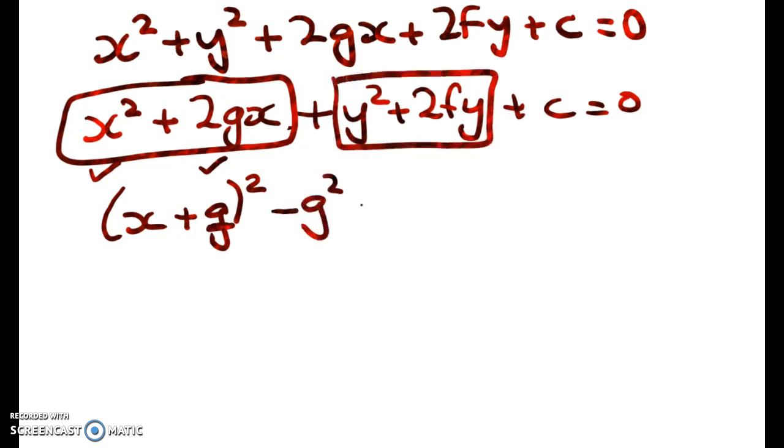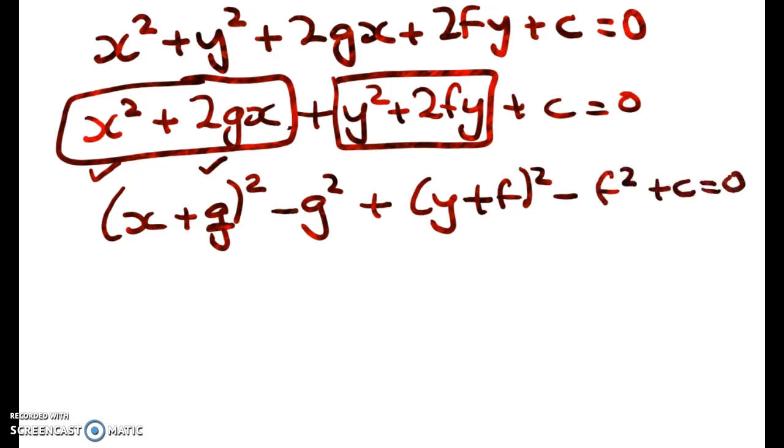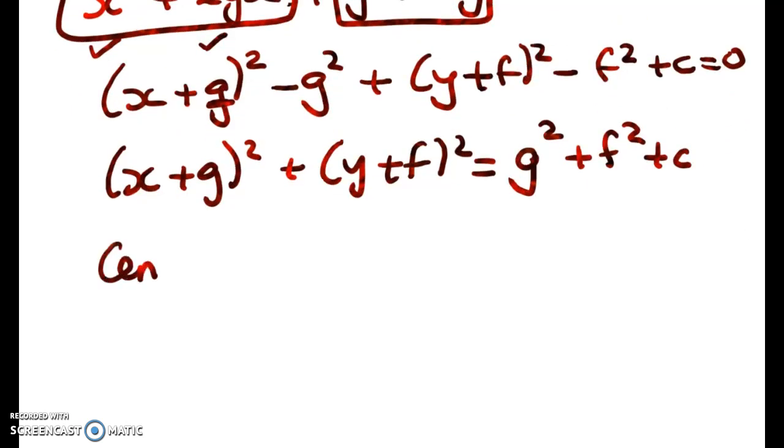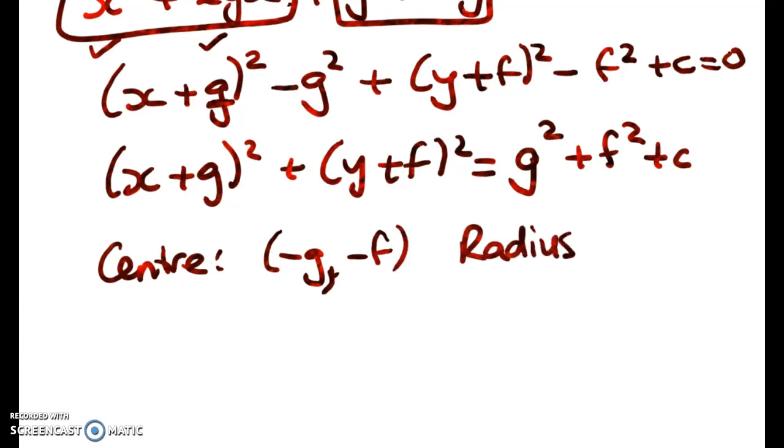I'm going to do the same thing on the Y bit. So Y plus F squared, take out the F squared. Right? If you're not confident with that, go do some work on completing the square, because it comes up over and over and over. So there we go, X plus G squared plus Y plus F squared is equal to G squared plus F squared plus C. So we're just about good to go. The centre of the circle is going to be at negative G, negative F, and the radius will be, well, I guess the radius itself will be the square root of that stuff.